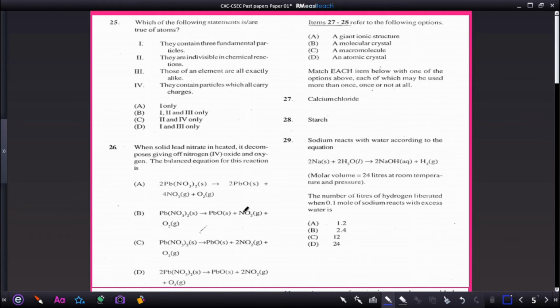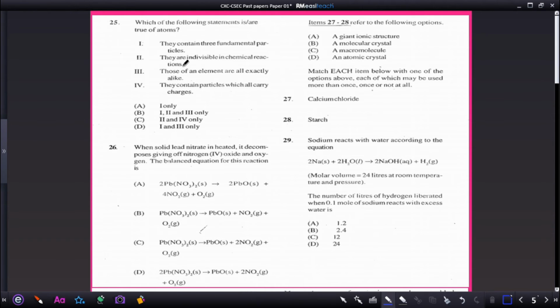Question 25. Which of the following statements is or are true of atoms? They contain 3 fundamental particles. They are indivisible in chemical reactions. Those of an element are exactly alike, and they contain particles which carry charges.